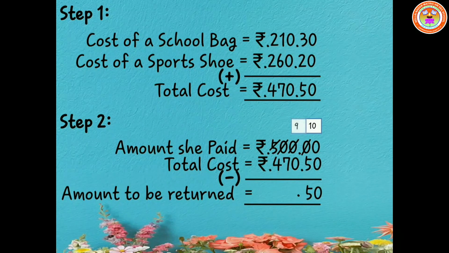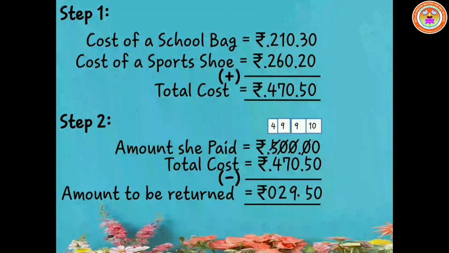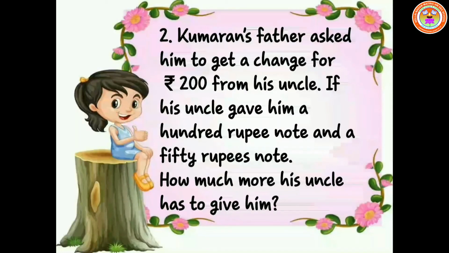Place a dot in the center. 9 minus 0 is 9. Again 9 minus 7 is 2. And 4 minus 4 is 0. Now, what is the answer? 29 rupees 50 paise.